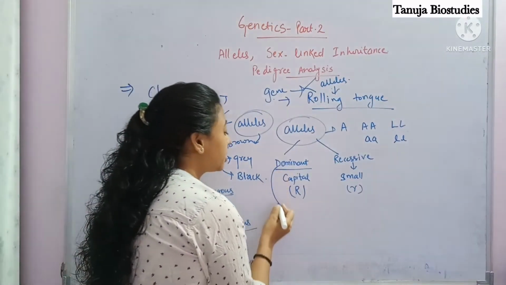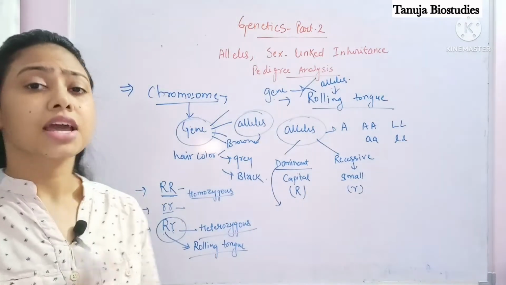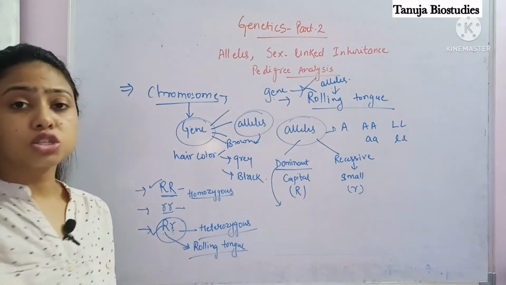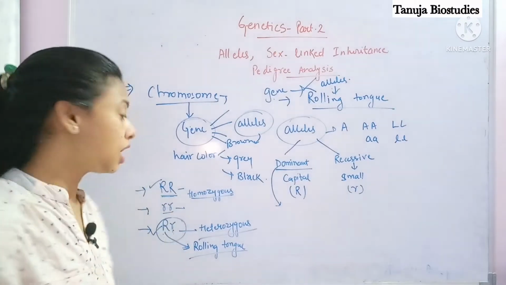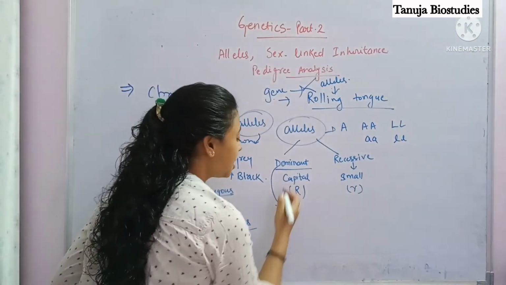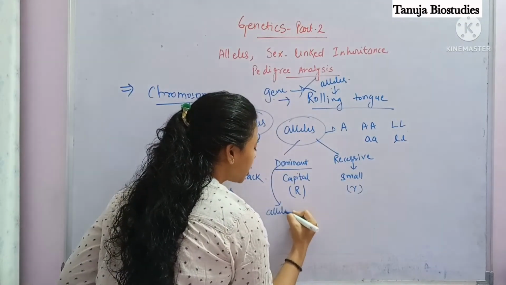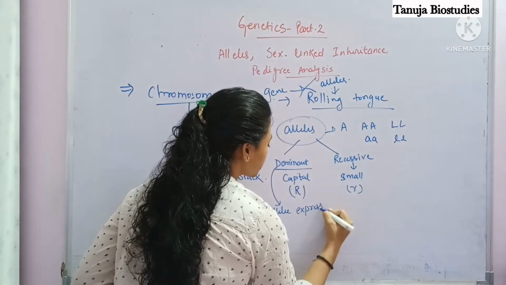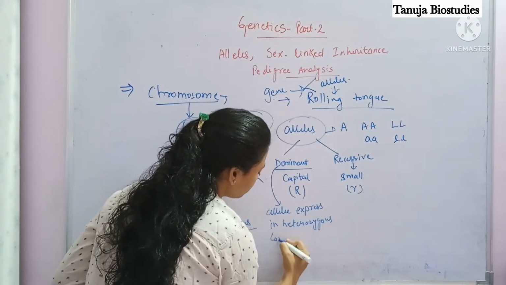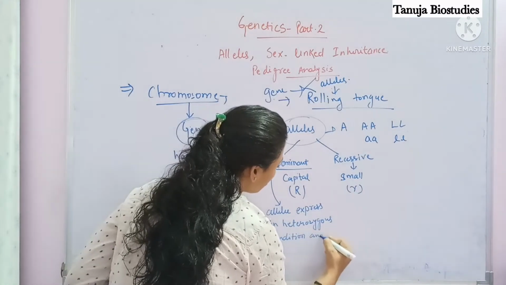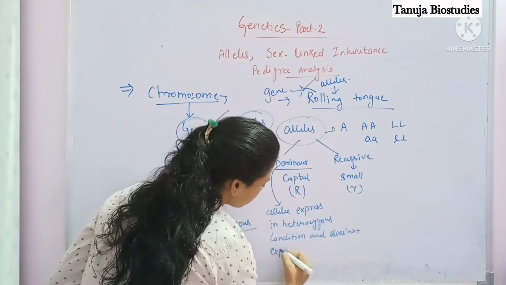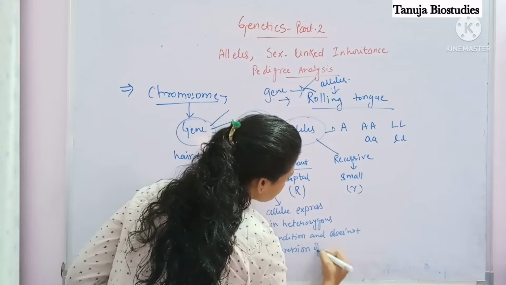So what do we mean by dominant allele? The allele which expresses in its homozygous state, that is all correct, but in the heterozygous state also it expresses, and it does not allow the expression of the recessive allele. Understood? What will we say, a dominant allele is what? The allele which expresses in the heterozygous condition and doesn't allow expression of the recessive allele.